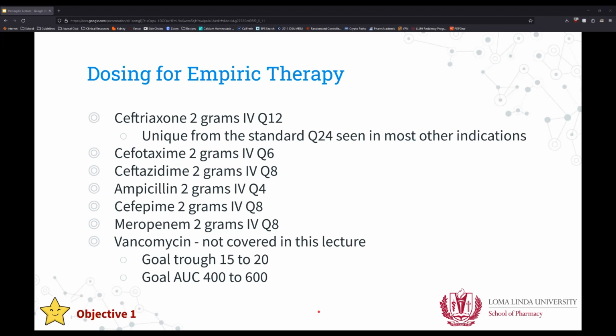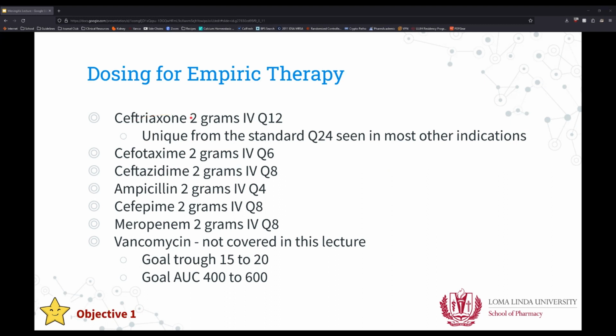Okay. And then for our empiric therapy, this is going to be our various medications and dosing regimens for at least the very common ones that you will see. So we'll start off with a big one. Ceftriaxone is commonly used. This is going to be 2 grams IV every 12 hours.